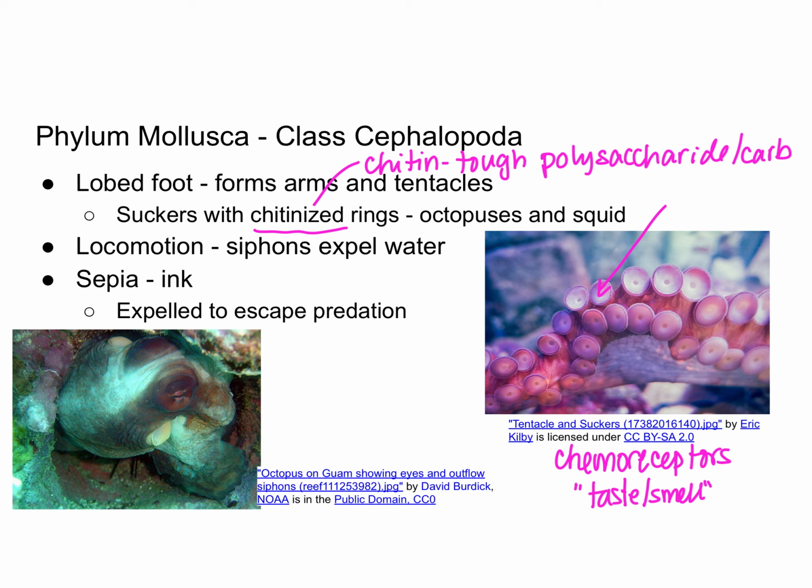For locomotion, they have siphons, which you can see on this picture here. The siphon can essentially shoot out water in order to move the organism in the opposite direction. They also have ink, which is known as sepia, and typically when they're threatened, they can shoot out this cloud of ink that helps them escape from predation. So it's almost like a smoke screen where they disappear and then they can get away from the predator. It also confuses the predator.